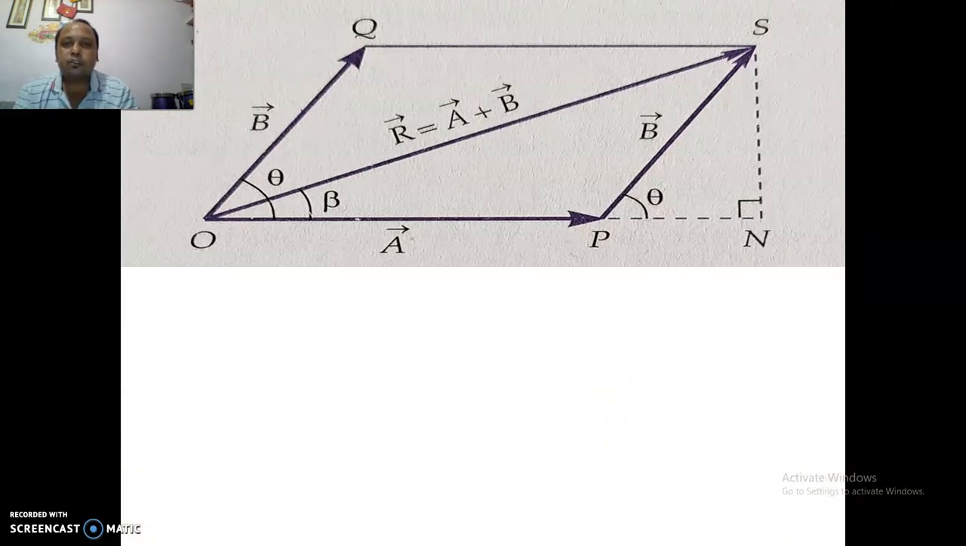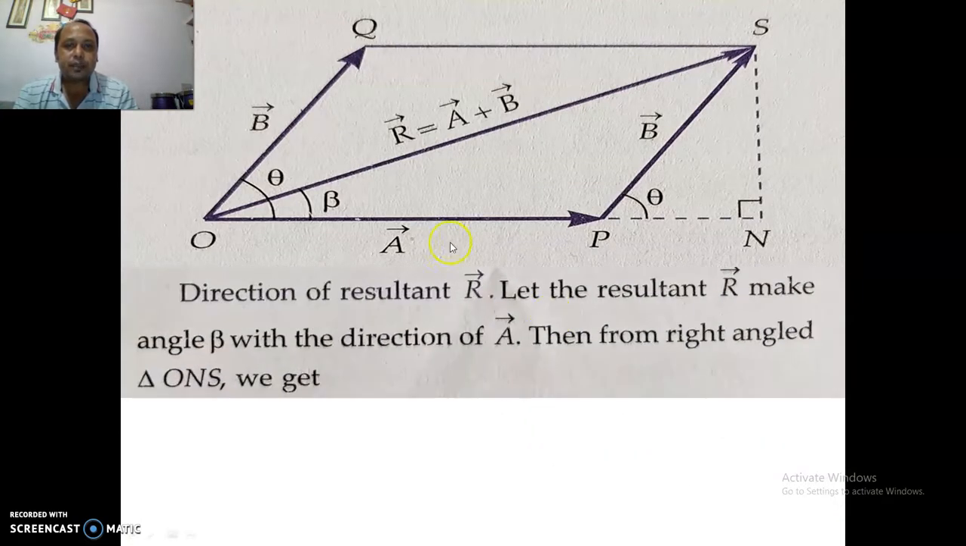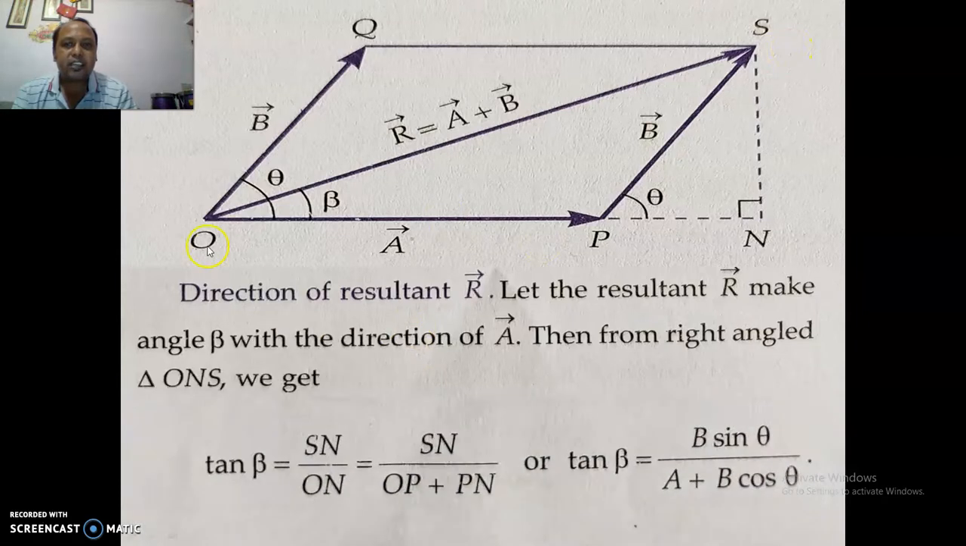Now we will discuss the direction of the resultant vector. To find the direction of the resultant vector, we will say that it makes an angle of beta with the vector A. So in terms of vector A, we will give the direction of vector R, which is the resultant vector, and which will be given by beta. So we'll consider the right angle triangle ONS again. ONS is the right angle triangle here.